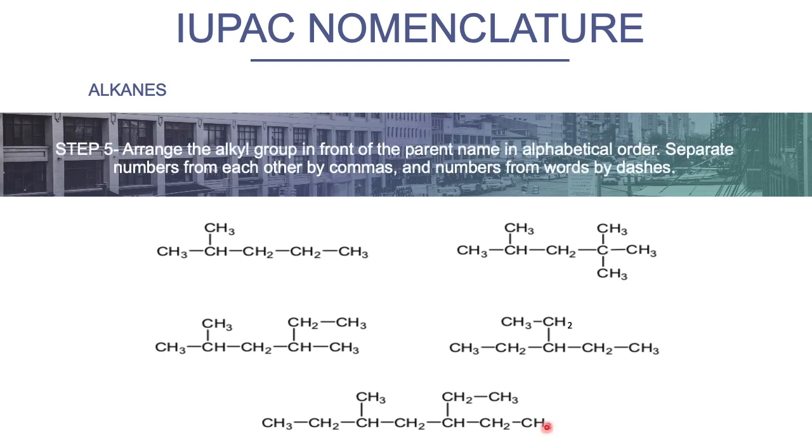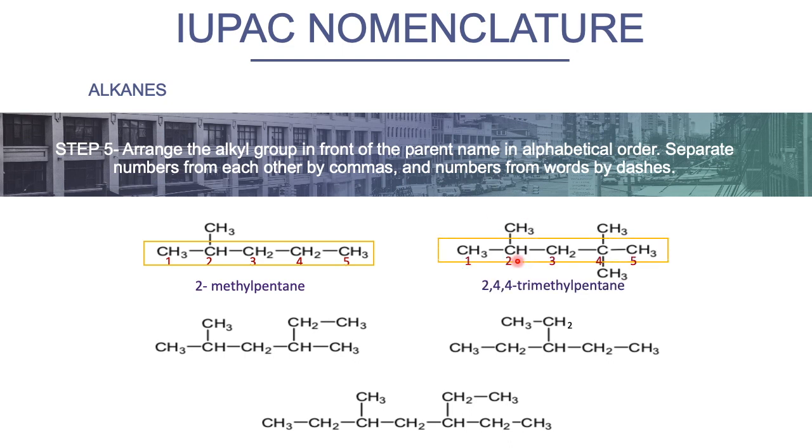Moving on to the last step, where we finally write the name of the compound. So we will write all the substituents before, and then you will write your parent's name, and that's all there is. So we know that this is 2-methyl, and then it's a pentane. So we simply write pentane afterwards. For the second one, it is 2,4,4 trimethyl pentane.